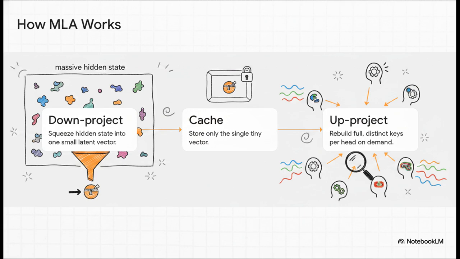When the model needs to generate a token, it uses per head up projections to rebuild the full, distinct keys and values right on demand. So it's like you store a tiny zipped file, and then you unzip it into unique perspectives for every single head exactly when you need them. The cache stays impossibly small, and the heads stay wonderfully diverse.